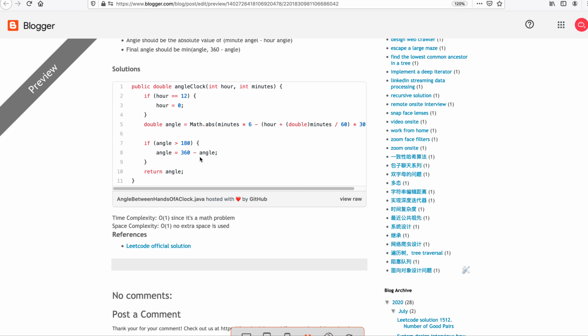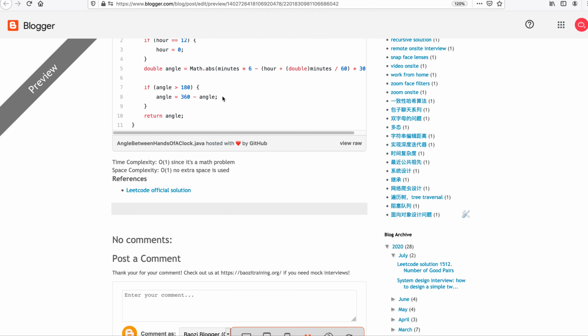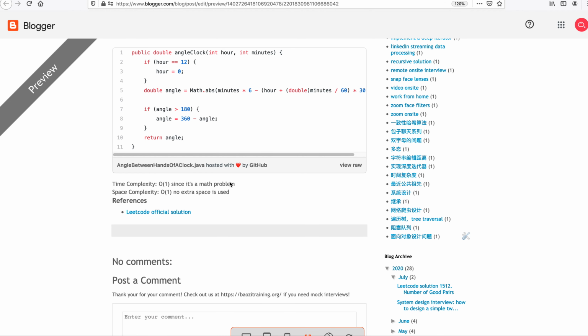So that's it. It's not really an interesting problem, but it's more like a brain teaser. Time and space complexity are both O(1) because we don't use any extra space. It's a math problem. That's all.